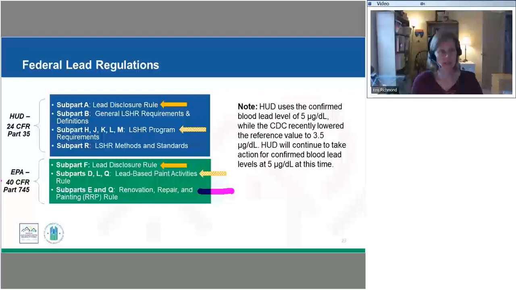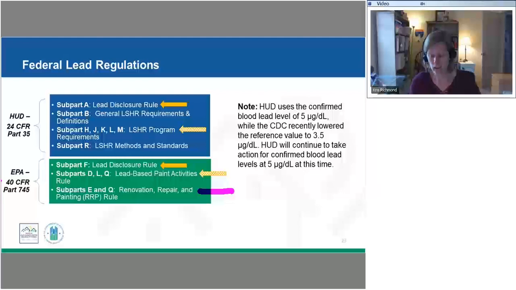And then we have our lead safe housing rule. This is the one that we're going to be focusing on today. This applies to almost all federally assisted and federally owned housing built before 1978. This has been in effect since September of 2000, so almost 23 years it's been in effect. It's enforced by HUD.